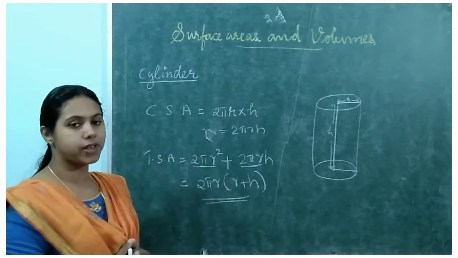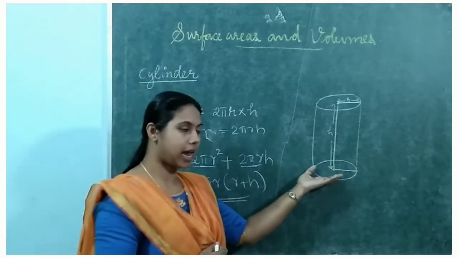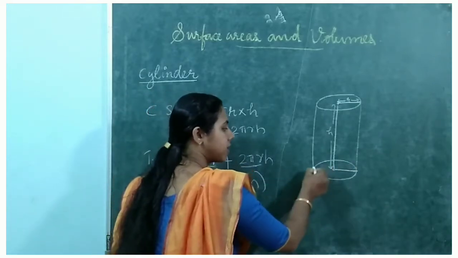Then what is the volume of a cylinder? We know volume is the base area into height. Here the base area is a circular shape.